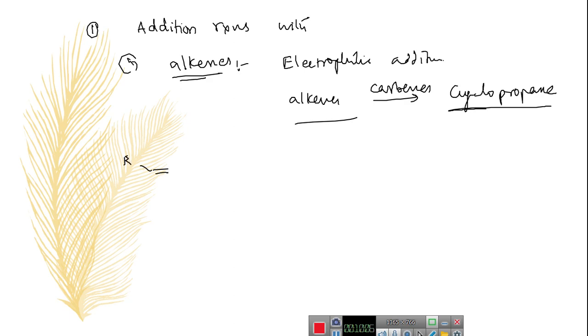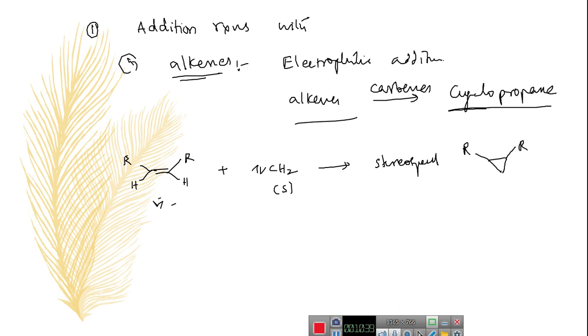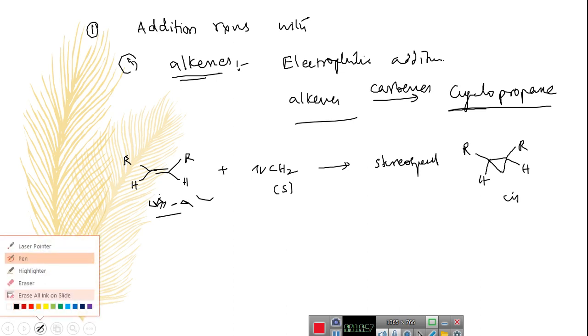If you have an alkene and you treat this alkene with the singlet carbene, generally this singlet carbene reaction with alkenes is stereospecific. That means if you take a cis isomer, so this is a cis alkene, generally you end up with a cis cyclopropane. So the cis isomer generally produces the cis product, that means cis cyclopropane product. Thus a trans alkene gives you a trans cyclopropane derivative.